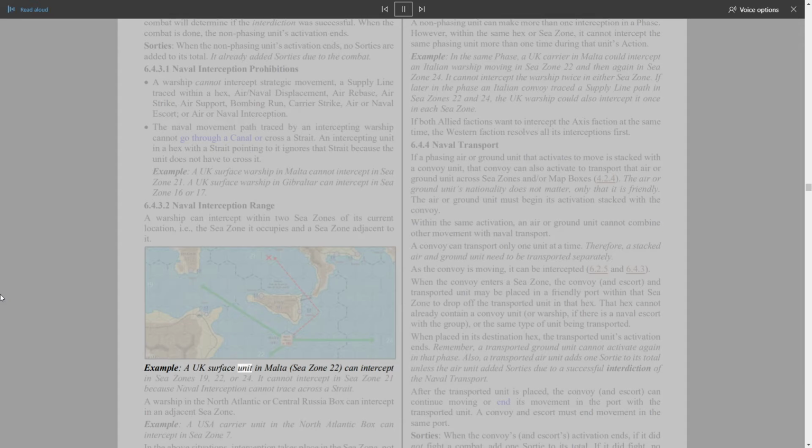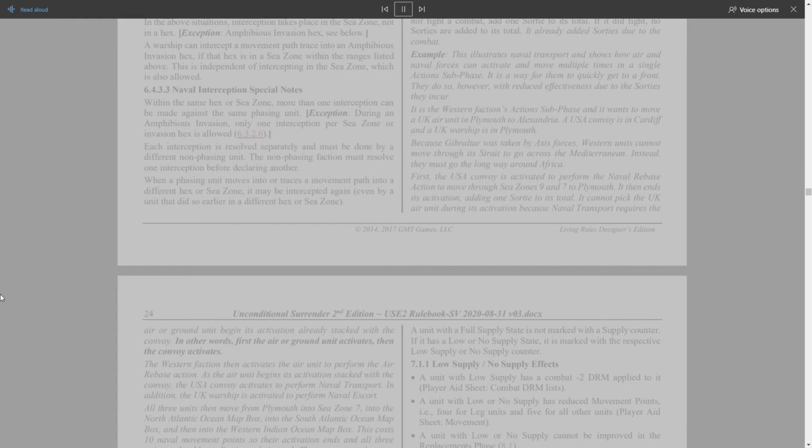Example, a UK surface unit in Malta, in Sea Zone 22, can intercept in Sea Zones 19, 22, or 24. It cannot intercept in Sea Zone 21, because naval interception cannot trace across a strait. A warship in the North Atlantic or Central Russia box can intercept in an adjacent sea zone. Example, a USA carrier unit in the North Atlantic box can intercept in Sea Zone 7. In the above situations, interception takes place in the sea zone, not in a hex.